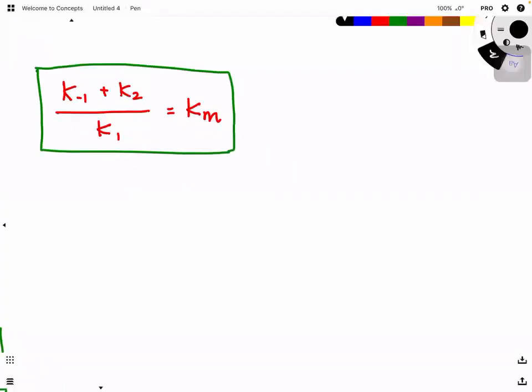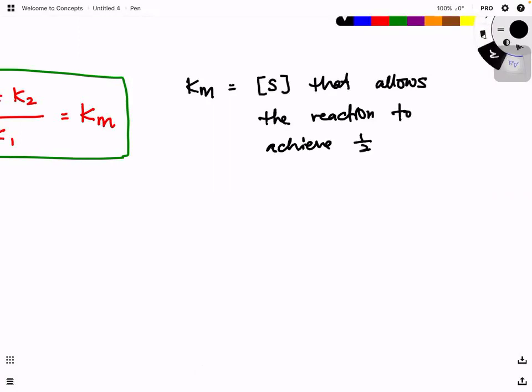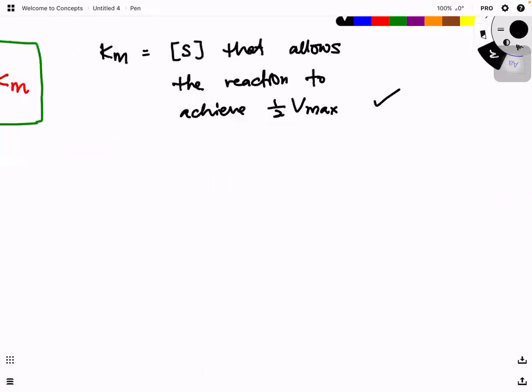Okay, so why Km value? Km value actually means the substrate concentration that allows the reaction to achieve half Vmax. So I'm going to explain this one. Okay, and also Km actually indicates the affinity of the enzyme for its substrate.